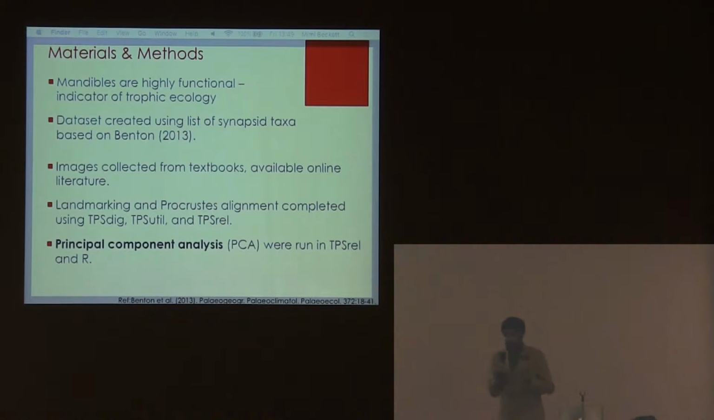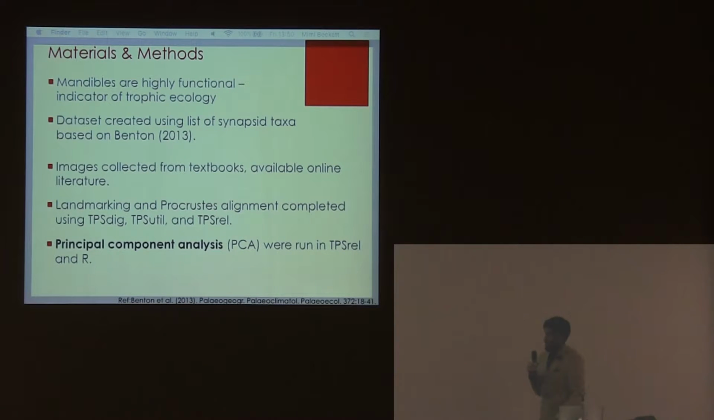So, we created an updated list of synapsid taxa, including mammals, from Benton's 2013 paper on the diversity of tetrapods. And going through this list one by one, I searched out usable images of mandibles that were relatively complete, undeformed, and hopefully adults. There are some, like how Armin said, where there's no data if it's a juvenile or an adult, but we just went with the largest one again.